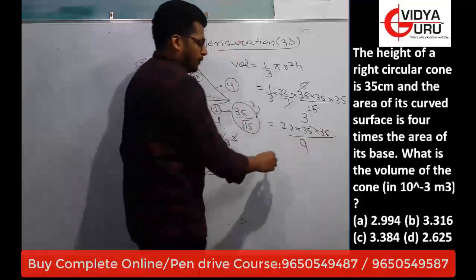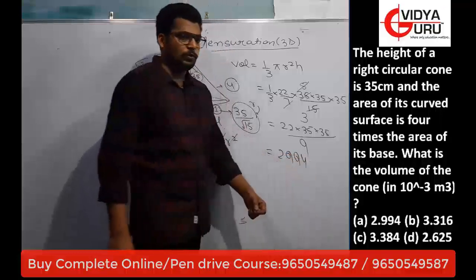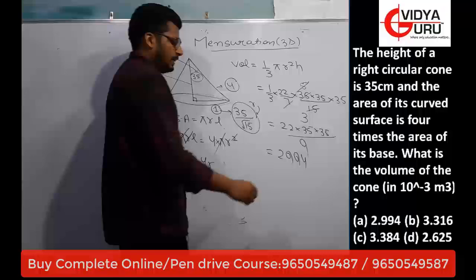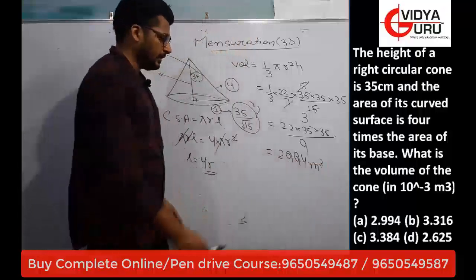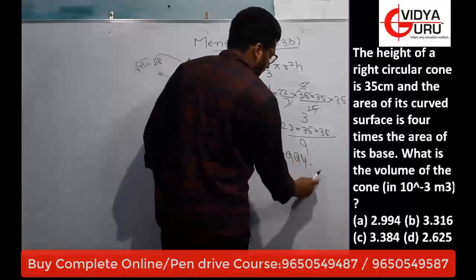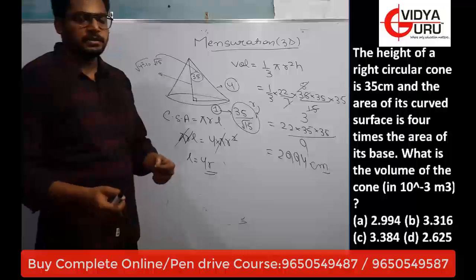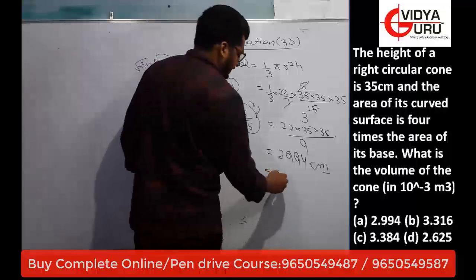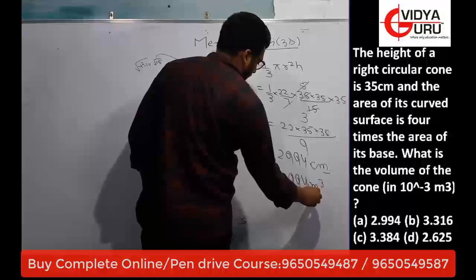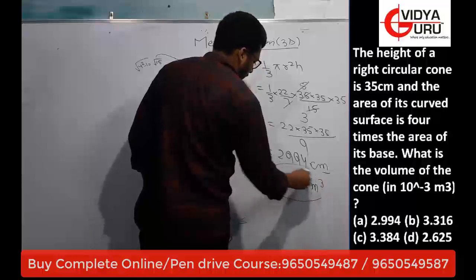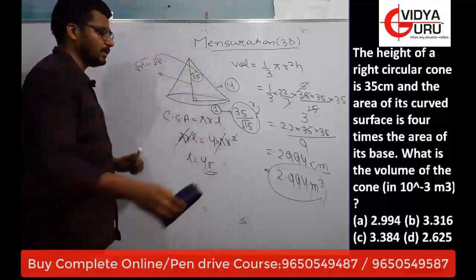This will be approximately equal to 2994 centimeter cube. The question is asking for the answer in 10 raised to the power minus 3 meter cube, so 3 decimal places will be shifted. It is 2.994 into 10 raised to the power minus 3 meter cube. So option A is the correct answer of this question.